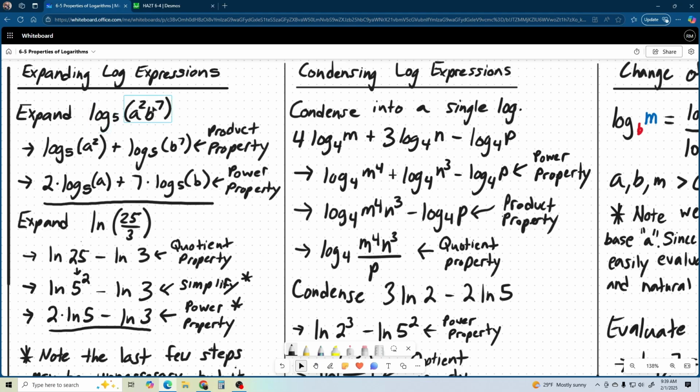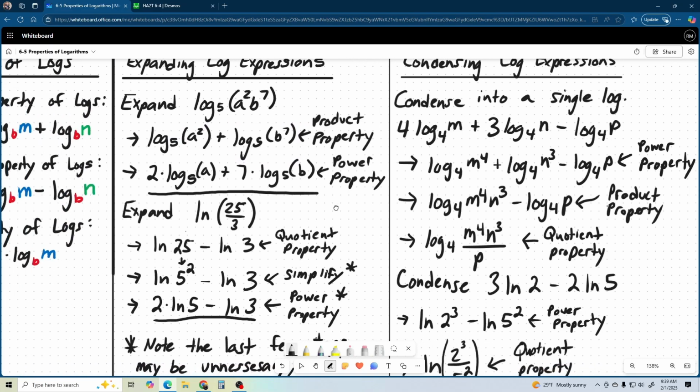We're going to expand it out to take up as much space as possible, I guess is one way of looking at it, but we're going to take each individual piece. This is a squared, those are two pieces. B to the 7th, those are two more pieces. We're going to put each piece in its place, okay? So let's go ahead and start this. The first thing I'm going to do is expand this to log base 5 of a squared plus log base 5 of b to the 7th. And the reason we're allowed to do that is because of the product property.